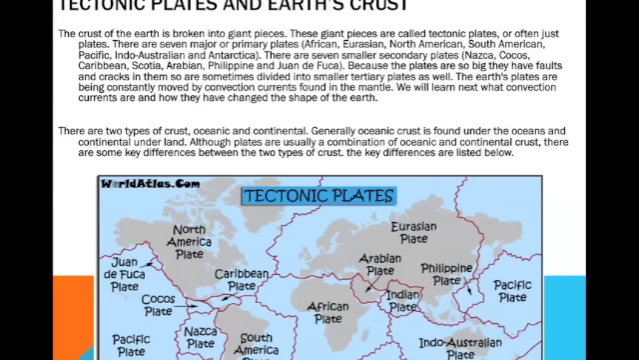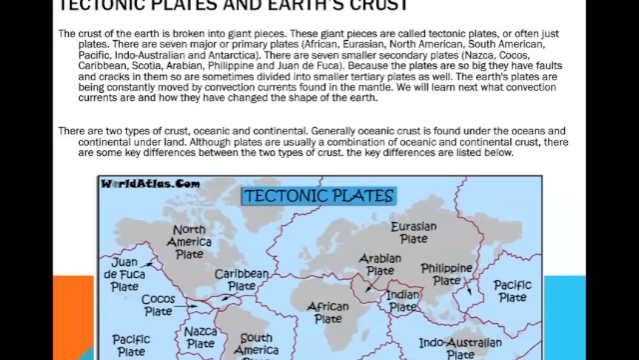There are 7 smaller secondary plates: Nazca, Cocos, Caribbean, Scotia, Arabian, Philippine, and Juan de Fuca. Because the plates are so big, they have faults and cracks in them, so are sometimes divided into smaller tertiary plates as well. The Earth's plates are being constantly moved by convection currents found in the mantle. We will learn next what convection currents are and how they have changed the shape of the Earth.